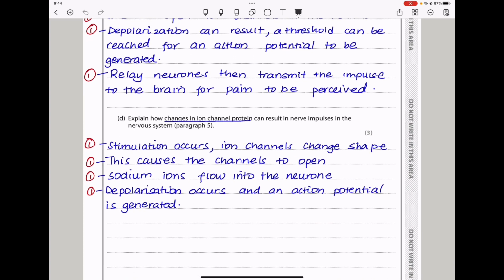In part D, explain how changes in ion channels can result in nerve impulses in the nervous system. When stimulation occurs, ion channels will change their shape, and this can lead to opening of the channels. So sodium ions will flow into the neuron, and then depolarization will occur, and an action potential is going to be generated in the specific neuron.